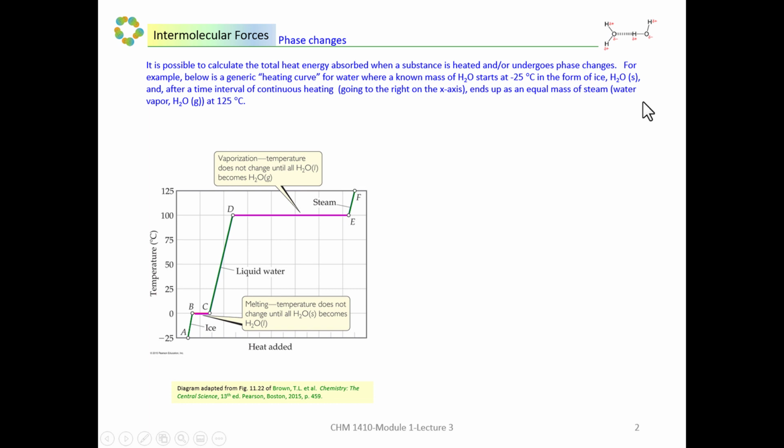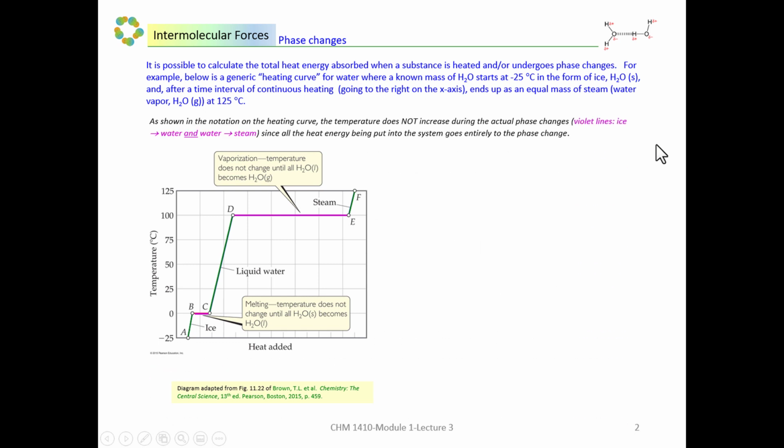A heating curve for water, where a known mass of water starts at minus 25 degrees C in the form of ice, that would be at point A, and after a time interval of continuous heating, which would be the x-axis, the ice at minus 25 ends up as steam at point F here at 125 degrees C. And to do that, we'd have to, of course, melt the ice, heat the liquid, vaporize the liquid, and then heat the steam.